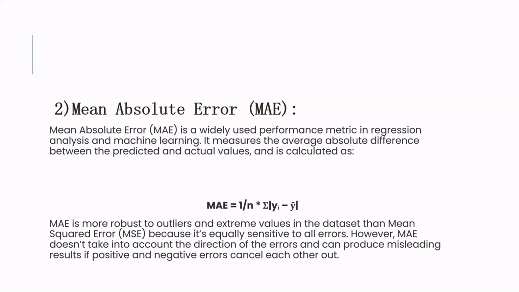where MAE is more robust to outliers and extreme values in the dataset than mean squared error, because it is equally sensitive to all errors. However, mean absolute error does not take into account the direction. Like, we cannot find out if our model has underpredicted or overpredicted the y value. Here in the formula, yi is the predicted value, y bar is the actual value, and n is the number of samples in the dataset, and the MAE value ranges from 0 to infinity. The lower value indicates better accuracy.